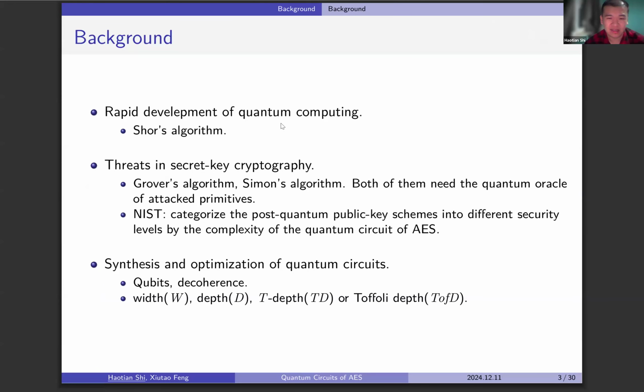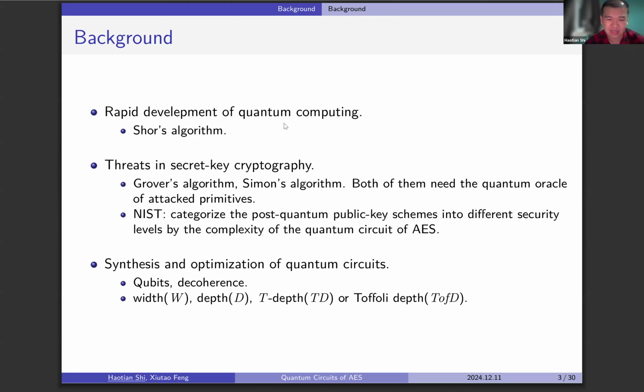As we all know, recently, quantum computing has developed rapidly. Notably, Shor's algorithm has shown that a sufficiently large quantum computer can be devastating to many public key cryptosystems in use today. Besides this, secret key cryptography is also under threat. For example, Grover's algorithm can provide a quadratic speedup over exhaustive search, and Simon's algorithm can provide an exponential speedup for finding the period of a 2-to-1 periodic function. Both of these algorithms need the quantum oracle of the targeted primitives.